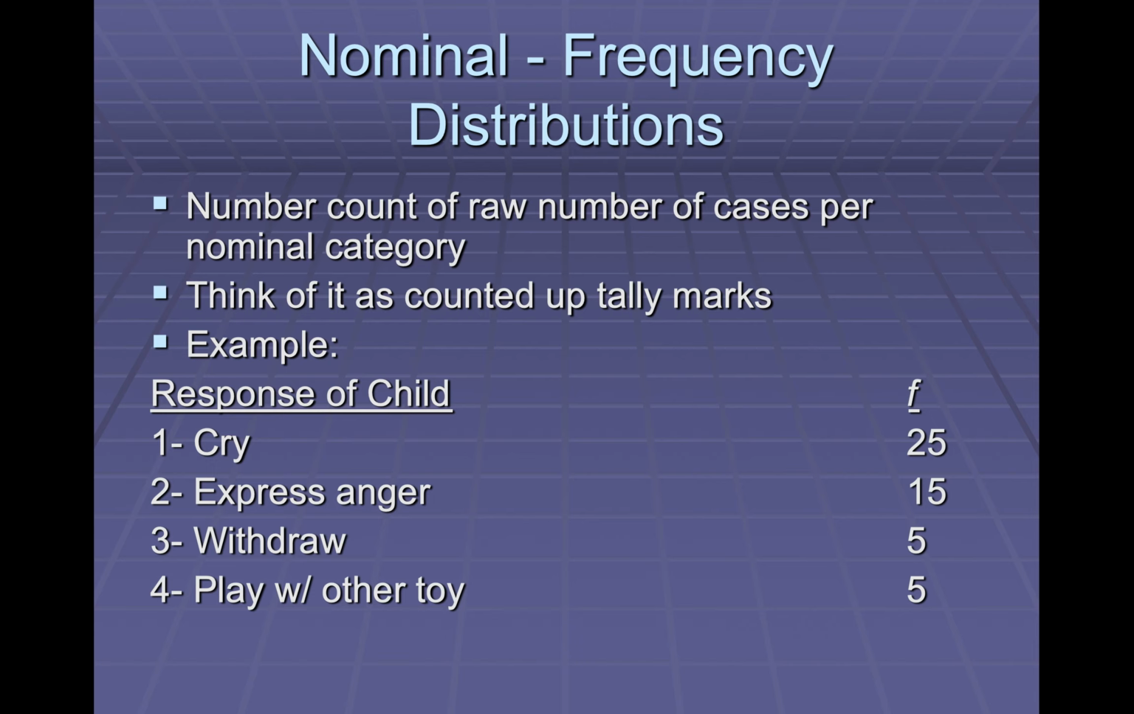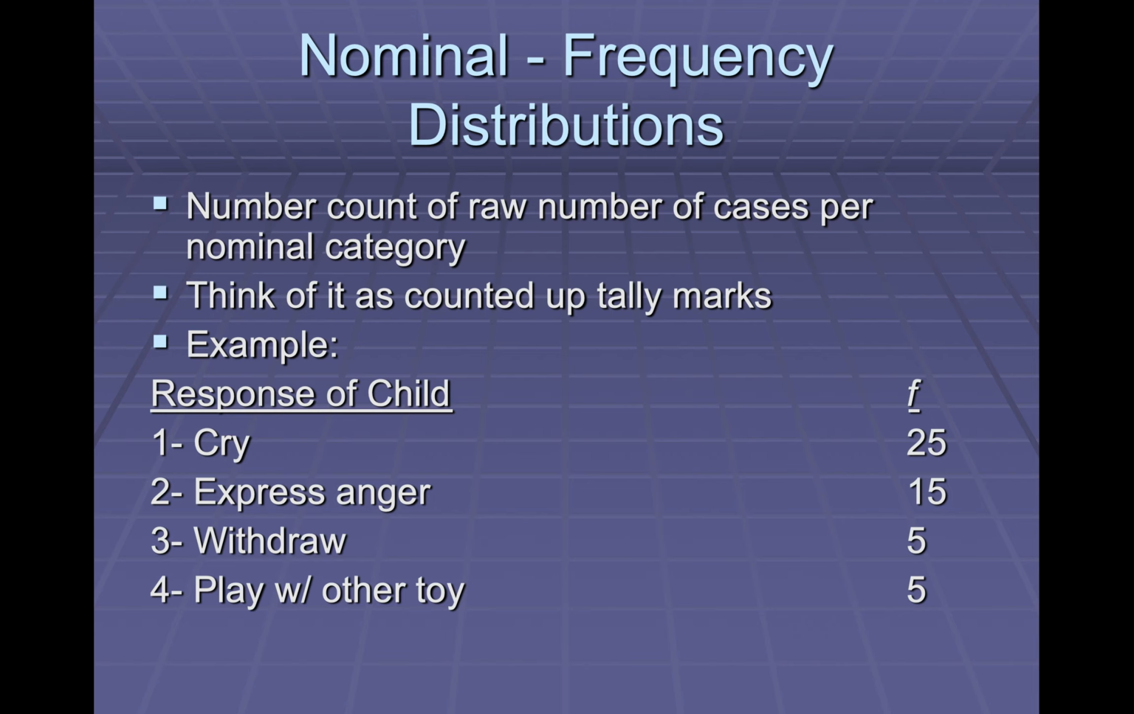So in terms of nominal data, one way that we can organize nominal data is through frequency distributions. And this is used a lot, and it's essentially just the number count of raw cases per nominal category. So think of it as just counted up tally marks.